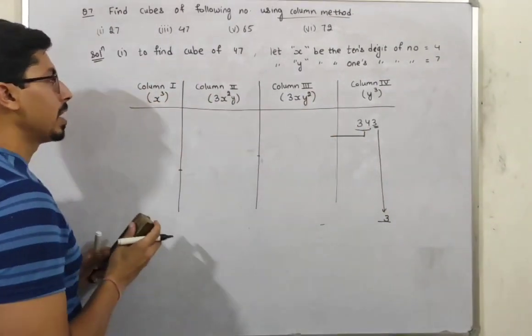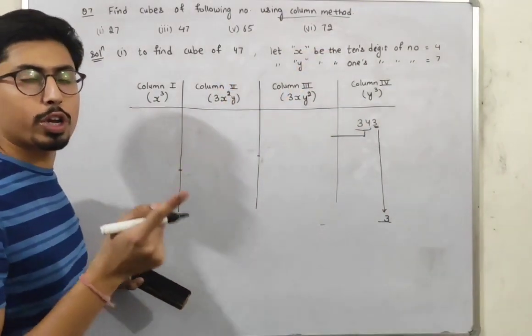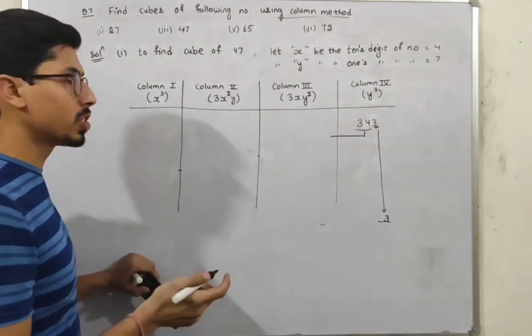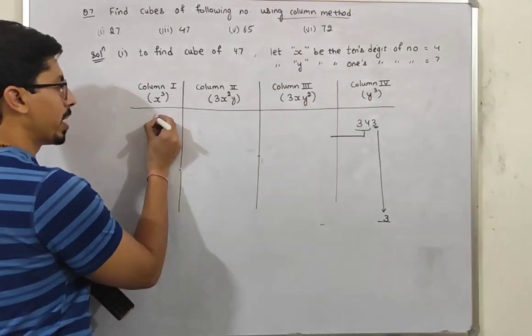See, x is 4, so 4 cube. 4 into 4 is 16, 16 times 4 is 64. So just write 64 here.